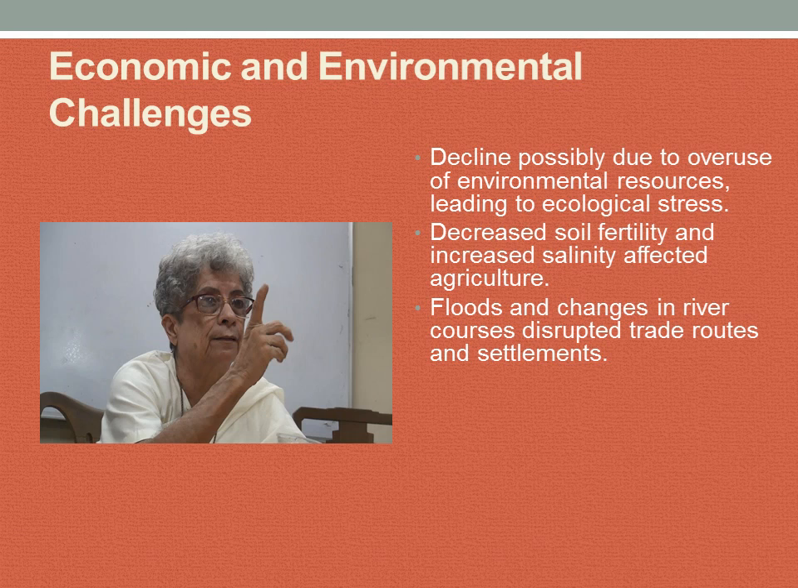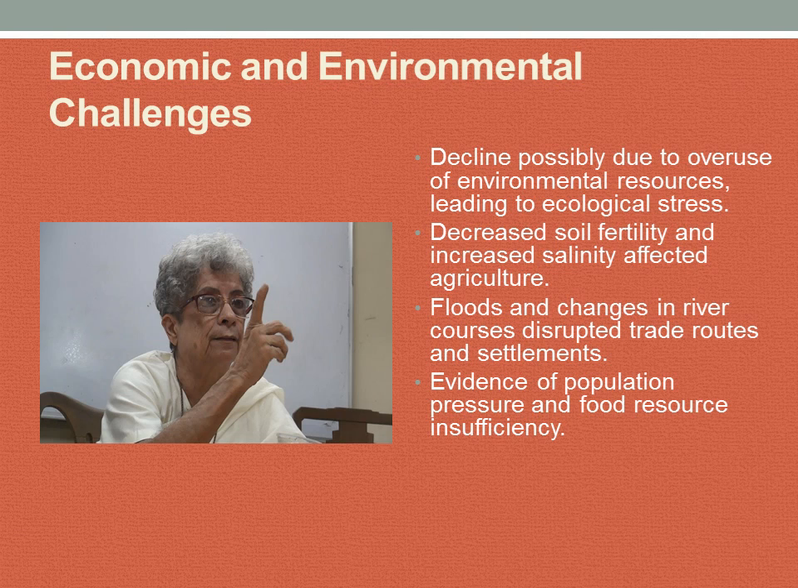So since this has been one of the leading causes behind the growth of Indus Valley civilization, one of the leading causes behind the decline of Indus Valley civilization may also have been related to trade. That was the economic analysis behind the decline of Indus Valley civilization. Evidence of population pressure and food resource insufficiency. So the population of the Indus Valley culture was very big, and the increase in population led to a decrease in food resources, and so people had to move elsewhere in search of food.